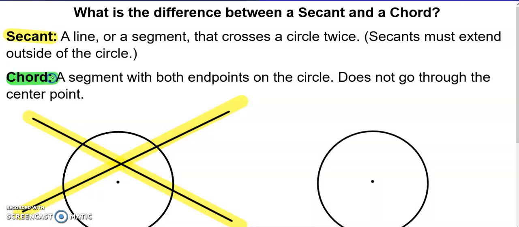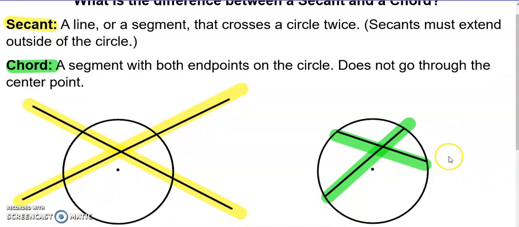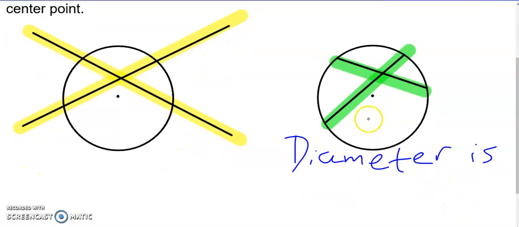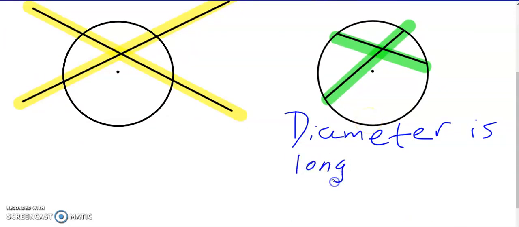And then a chord is a segment that has endpoints on the circle itself. So a chord is this segment right there. Or it could be this segment right here. Those are all chords. Now a diameter is a chord. A diameter is the longest chord in the circle. So you want to make a note of that. The diameter is a chord, and it is the longest chord in the circle.